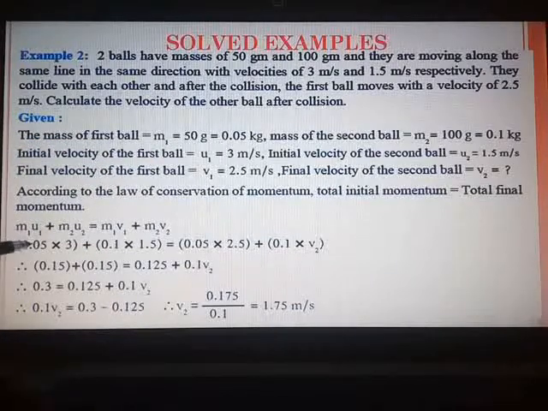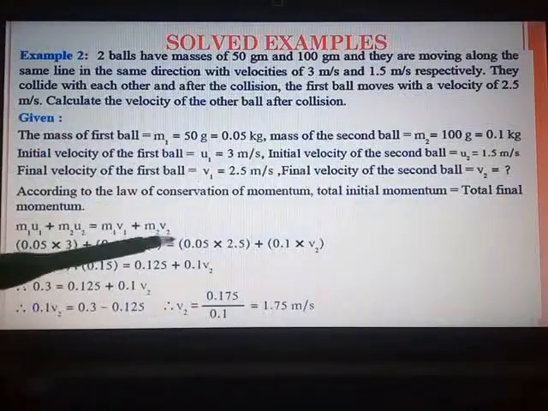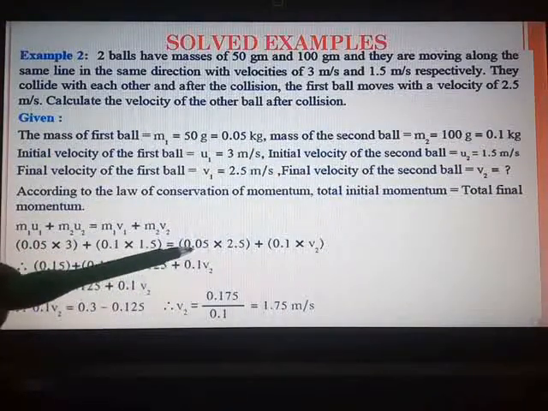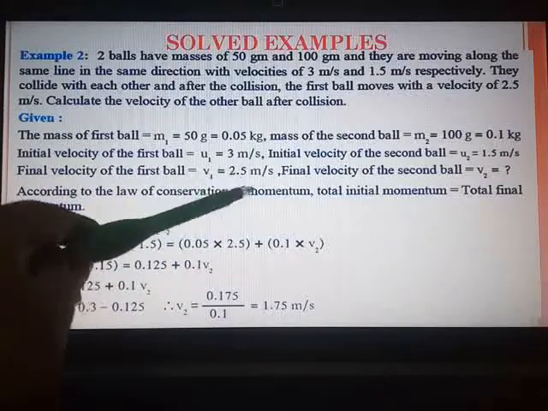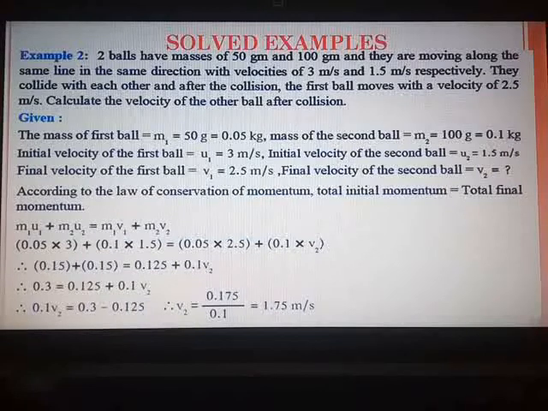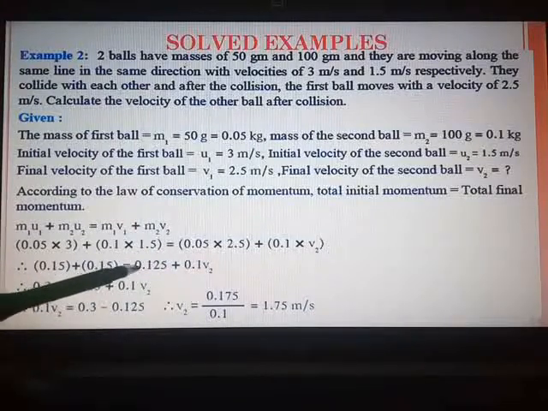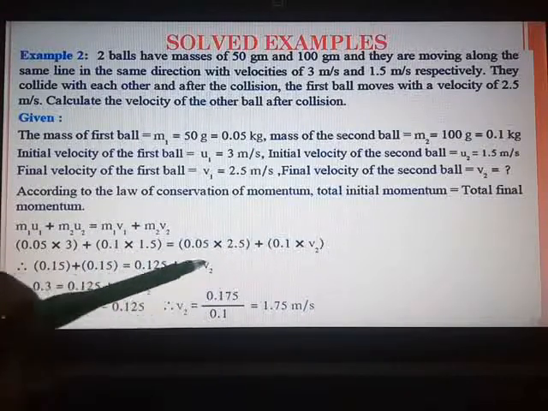M1 is 0.05 multiplied by u1 is 3 plus m2 is 0.1 multiplied by u2 is 1.5 is equal to m1 0.05 multiplied by v1 is 2.5 plus 0.1 multiplied by v2, which you have to find out. Solve the brackets. 0.05 multiplied by 3 is 0.15 plus 0.15 is equal to 0.05 multiplied by 2.5, 0.125 plus 0.1 v2.